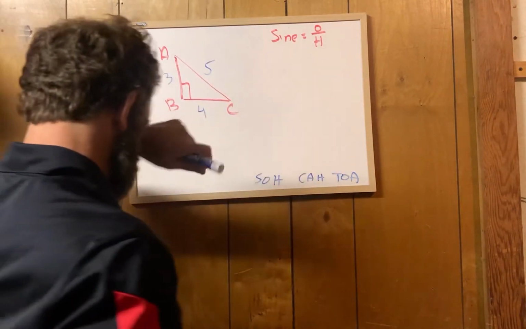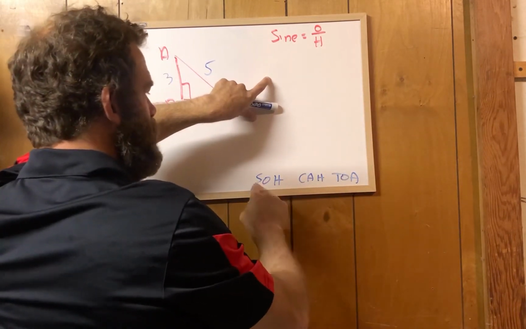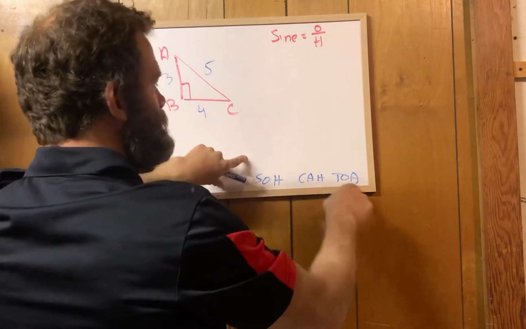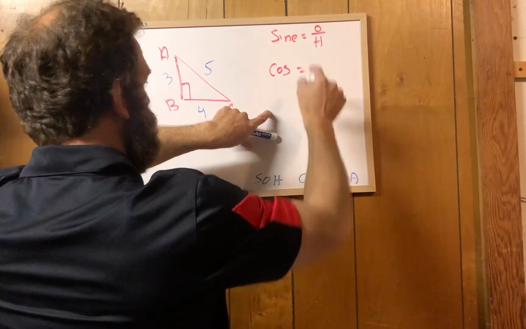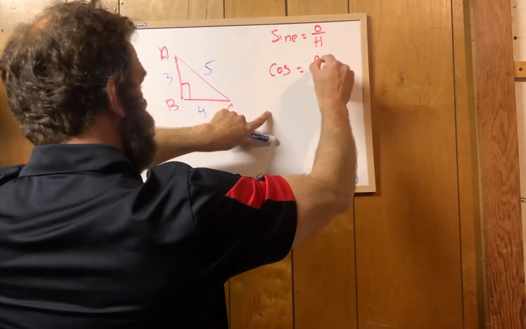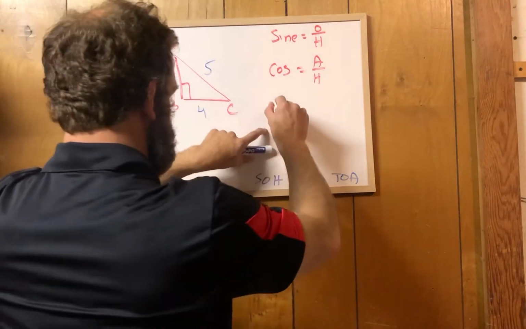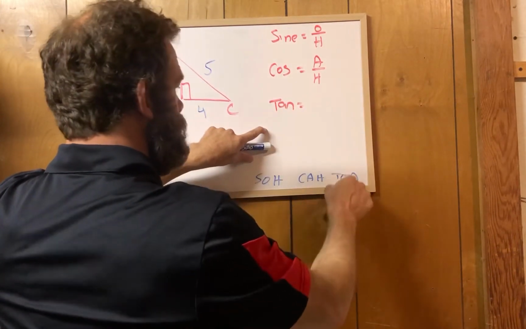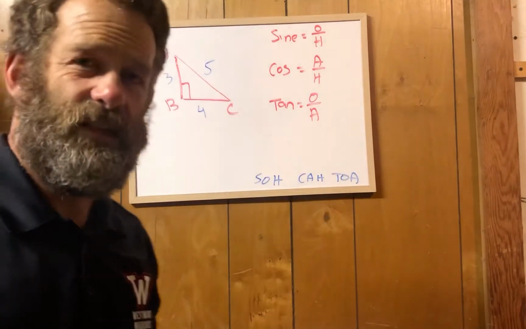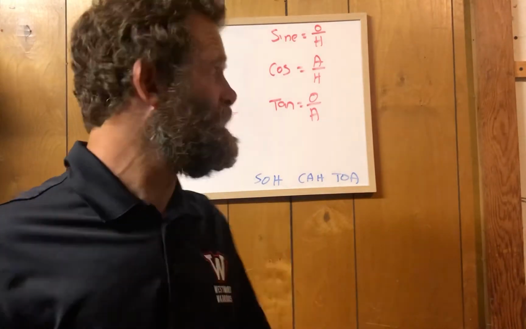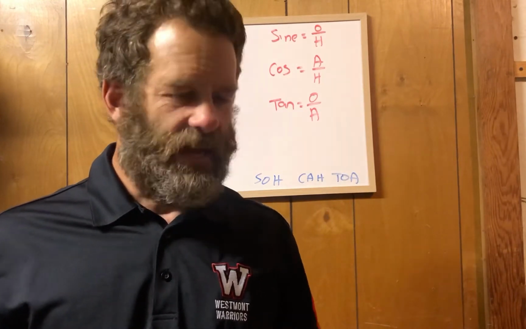Cosine of an angle. C is cosine. Sine, cosine, and tangent. This is an easy way to remember this. Cosine equals adjacent over hypotenuse. Tangent equals opposite over adjacent. Now for this lesson, all I'm going to be showing you is how to set up a basic trigonometric fraction. And that's it.